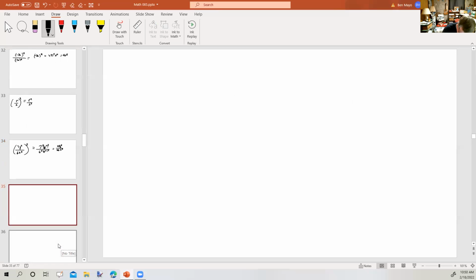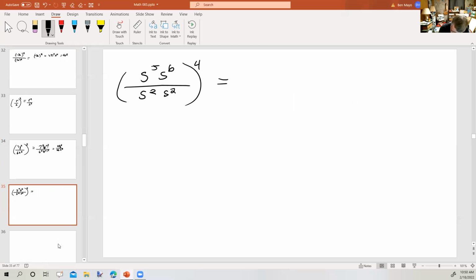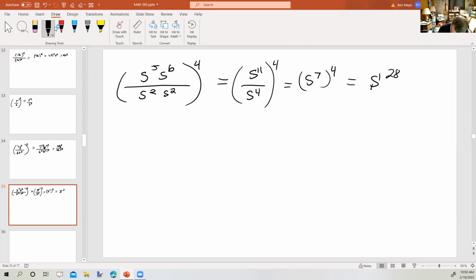How about this one? S to the 5th power times s to the 6th power over s squared times s squared, all to the 4th power. Starting inside, in the numerator, we get s to the 11th power over the denominator, which would be s to the 4th power. And all of that is raised to the 4th power. But s to the 11th over s to the 4th would be s to the 7th power raised to the 4th power, which in the end would be s to the 28th power. So final answer, s to the 28th power.